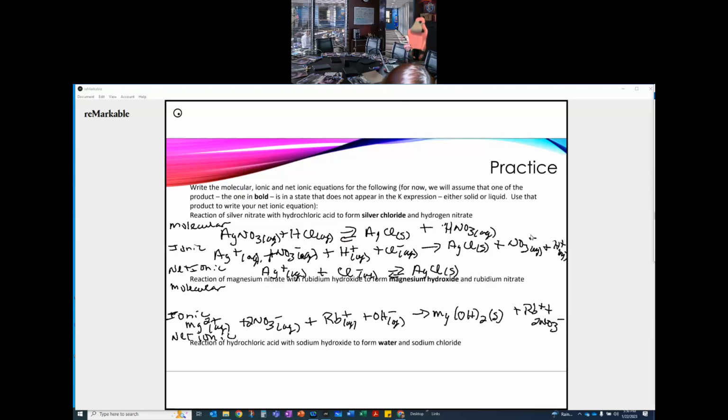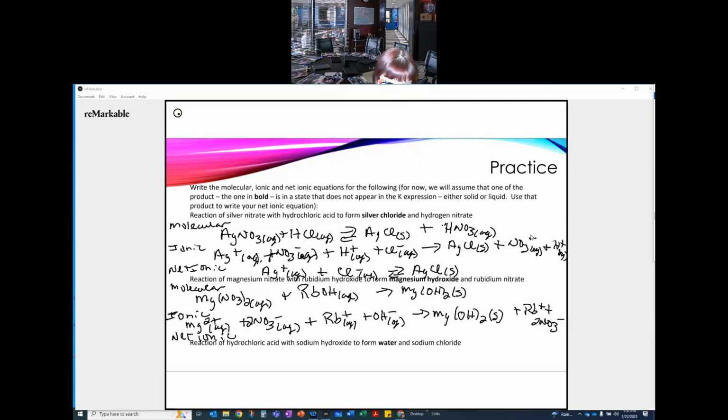Now, is that balanced as it is? Well, no, actually it's not. So let's take a look at that. So my Mg(NO3)2, right? Because it's an NO3-, and I said I needed 2 of those to make that work. So that's an Mg(NO3)2. So that's okay, charge-wise that's fine. I know it's an Rb and an OH, so that's okay. That comes across and gives me an Mg(OH)2, which is a solid.